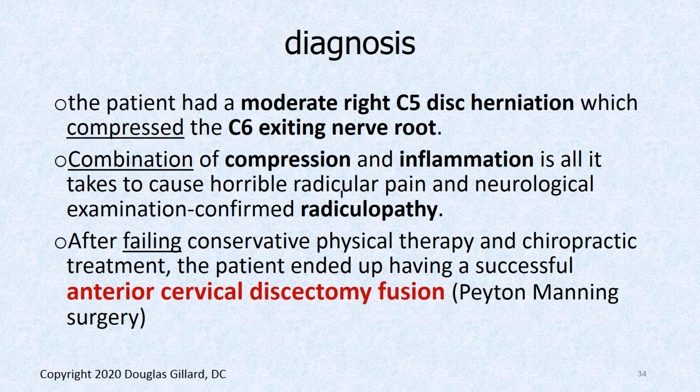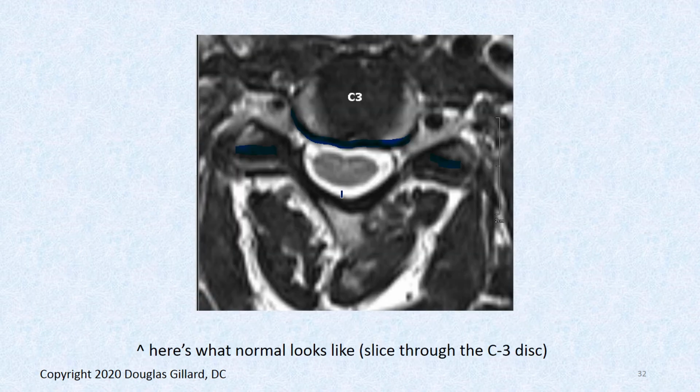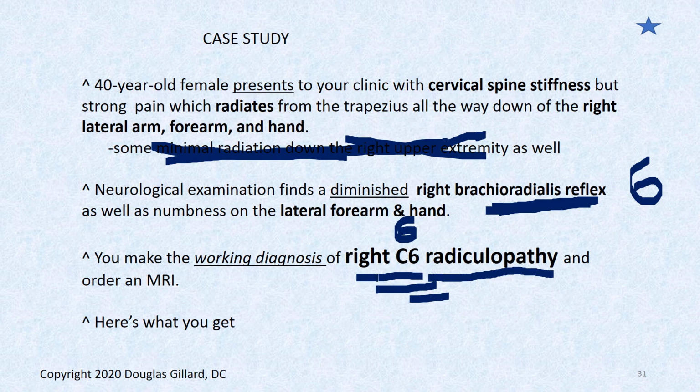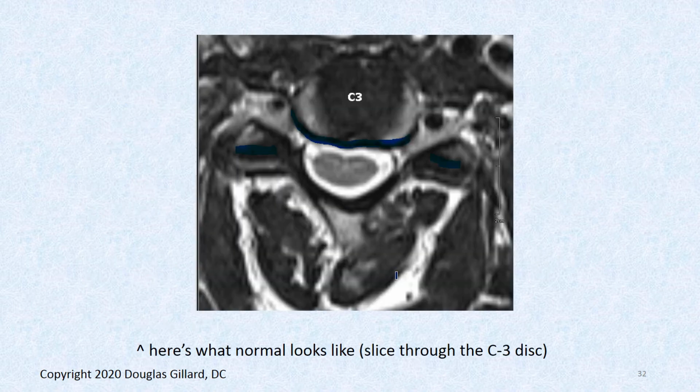Okay, so the diagnosis is confirmed. It's a moderate right C5 disc herniation, compressing the exiting C6 nerve root. So your diagnosis of right C6 radiculopathy was confirmed. See how that works?